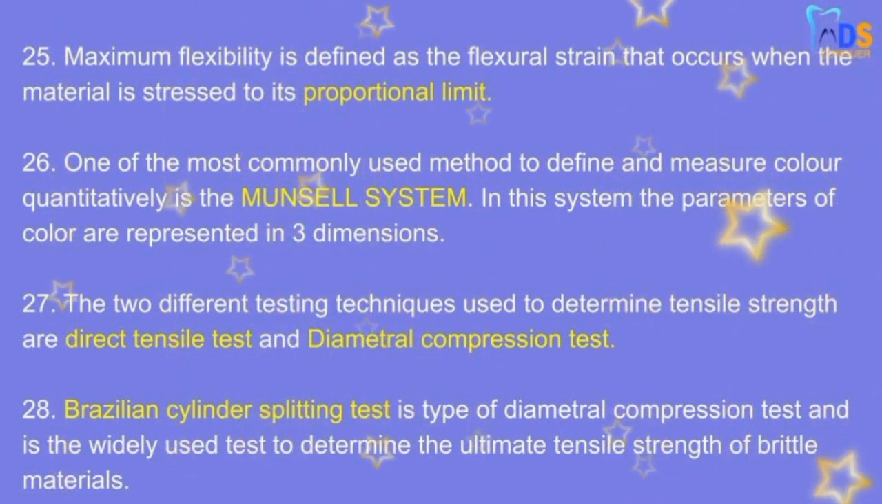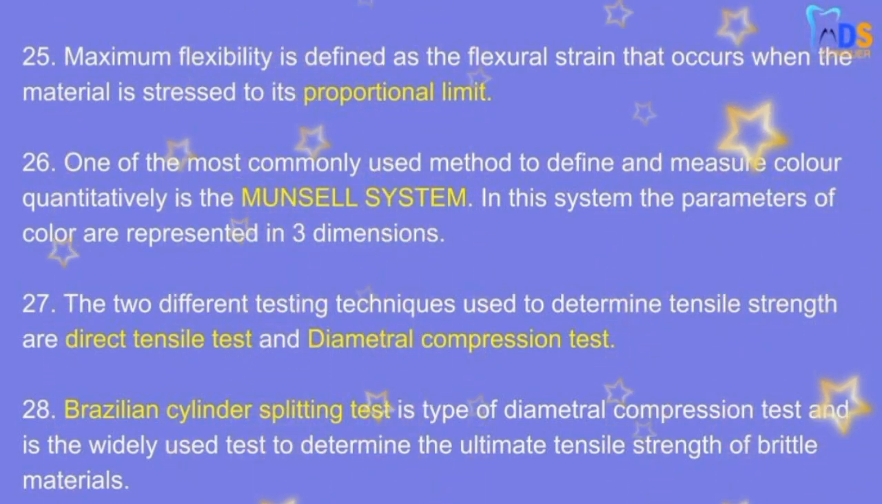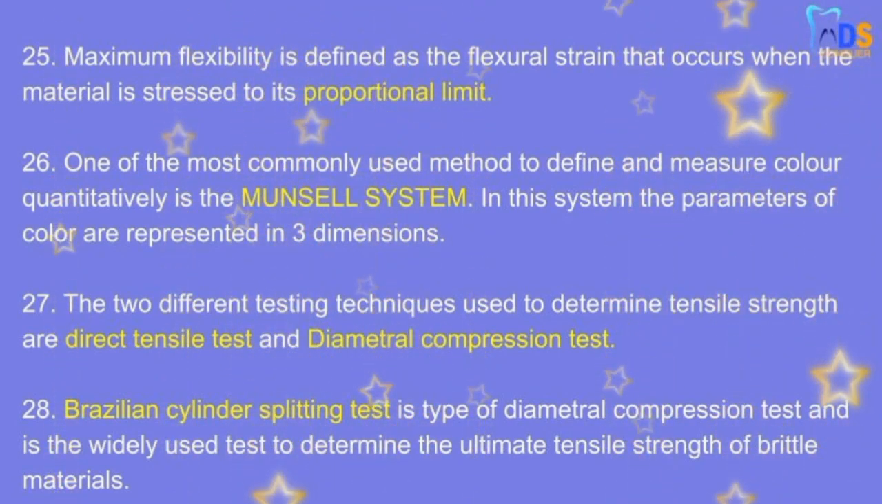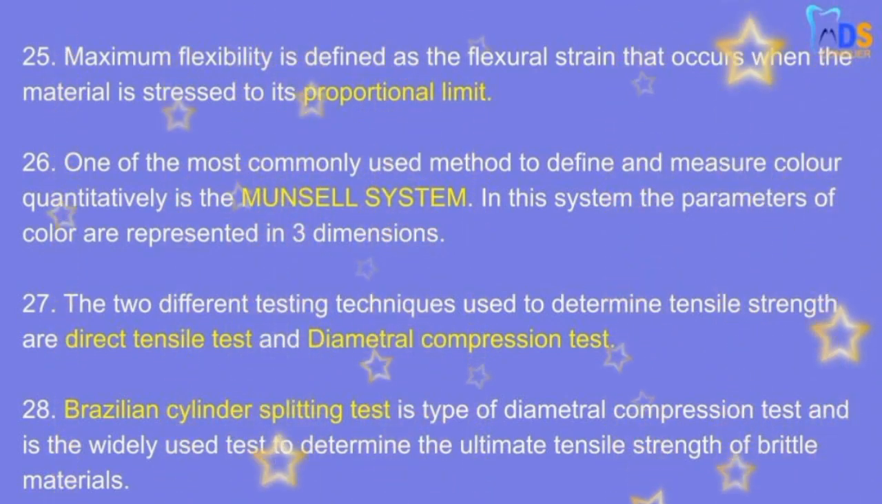Number 27. The two different testing techniques used to determine tensile strength are direct tensile strength and diametral compression strength. Number 28. Brazilian cylinder splitting test is a type of diametral compression test and it is a widely used test to determine the ultimate tensile strength of brittle materials.